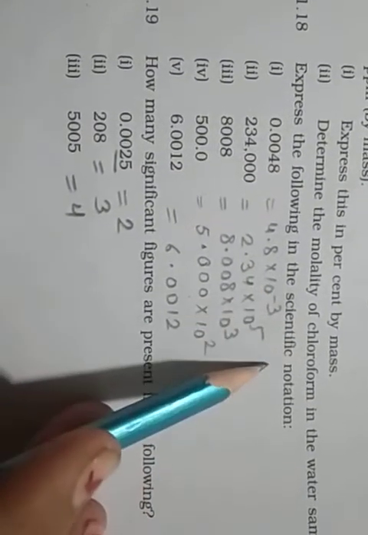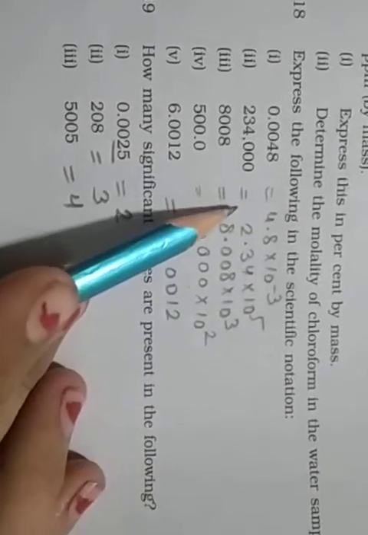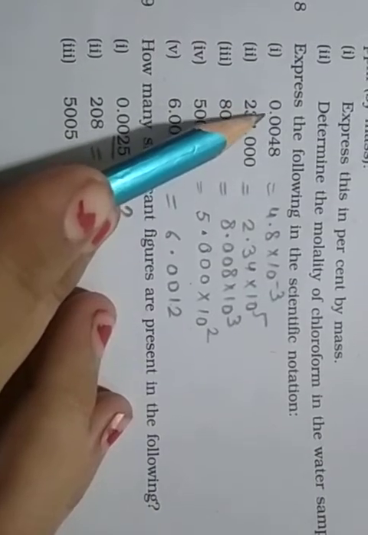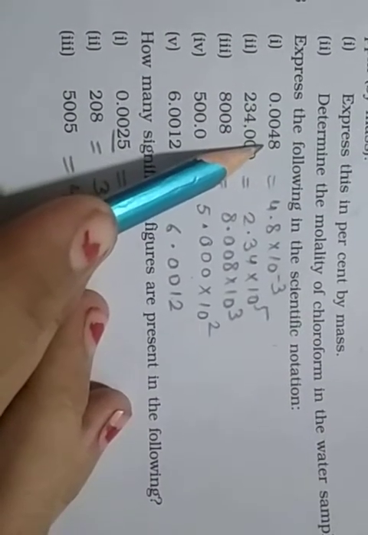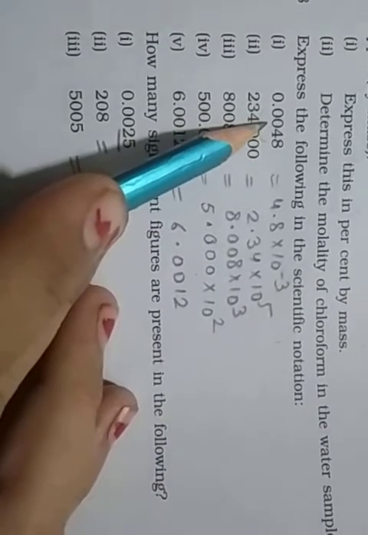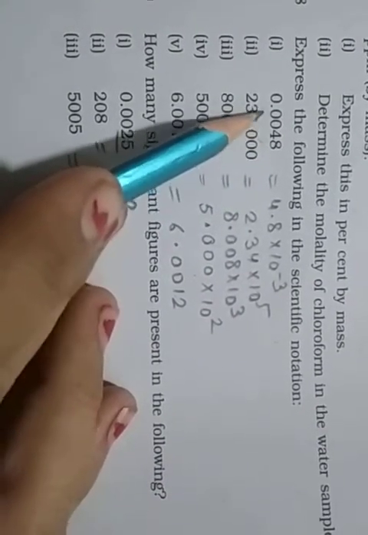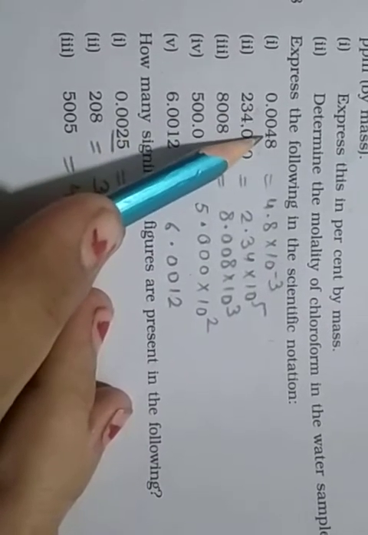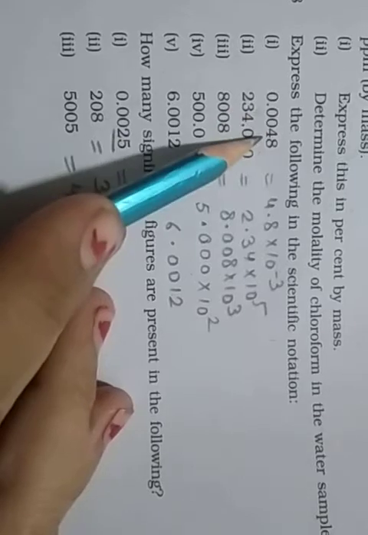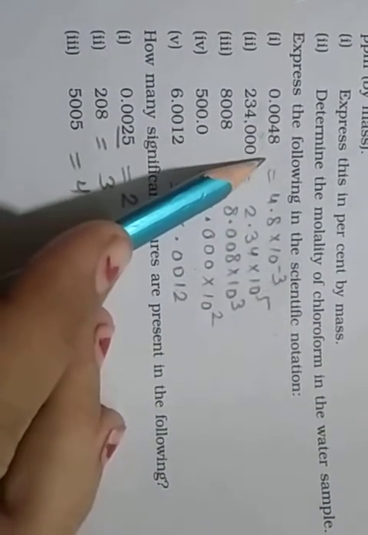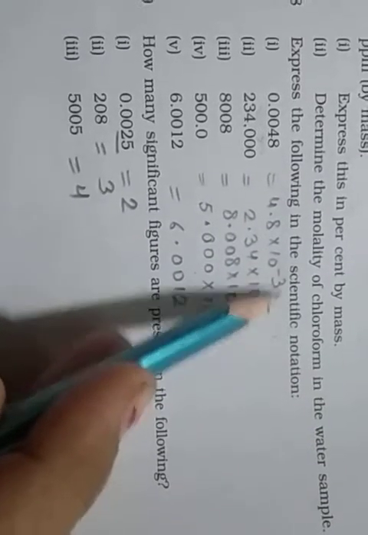Then question number 18. Express the following in scientific notation. Scientific notation means we have to indicate it this way. First example, 0.0048. The decimal is going to the right side. How many digits? 1, 2, and 3. After 3 digits the decimal goes, so that means 10 to the power minus 3, and 4.8. So this is the scientific notation.